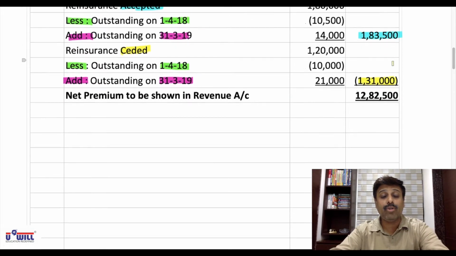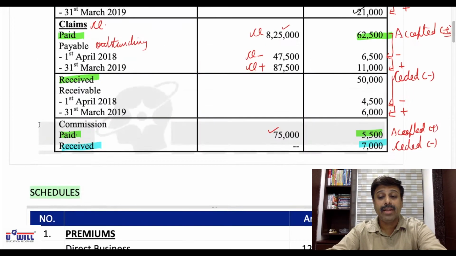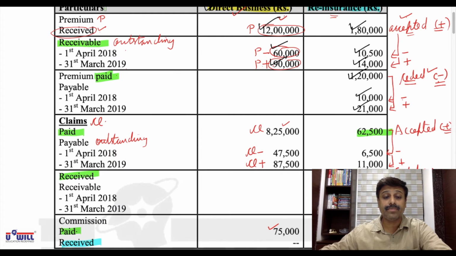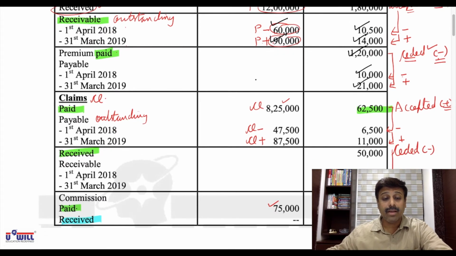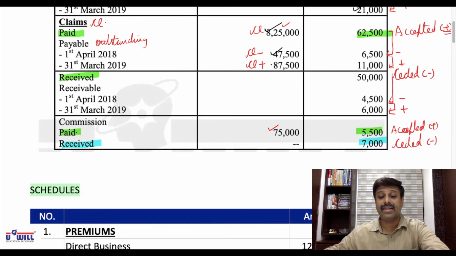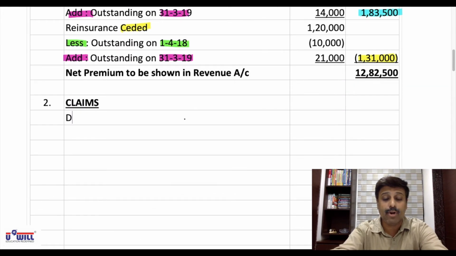Exactly the same way now we have to do with the workings of claims also. So schedule number 2 we will make for claims. All of it around claims. Now very first in claims again also we'll start with the direct business. So within the direct business what we have is 8,25,000. In that we will minus 47,500 and plus 87,500.